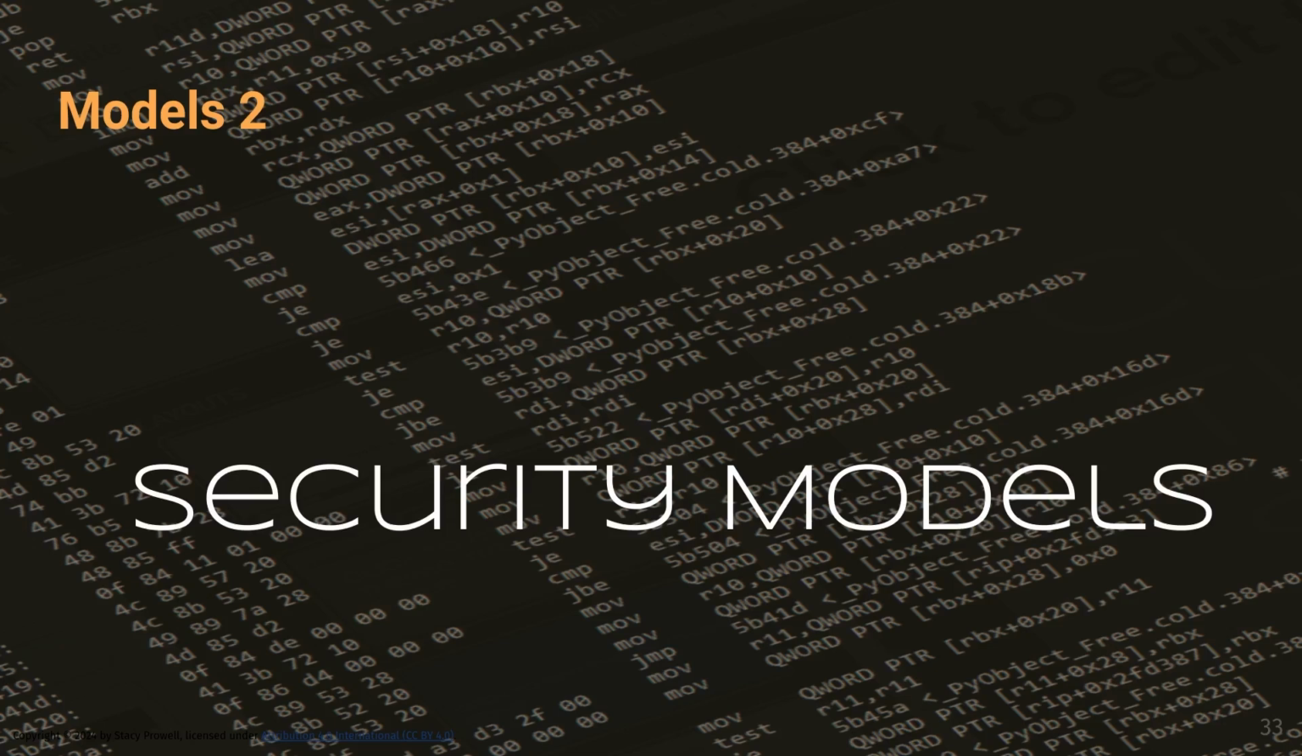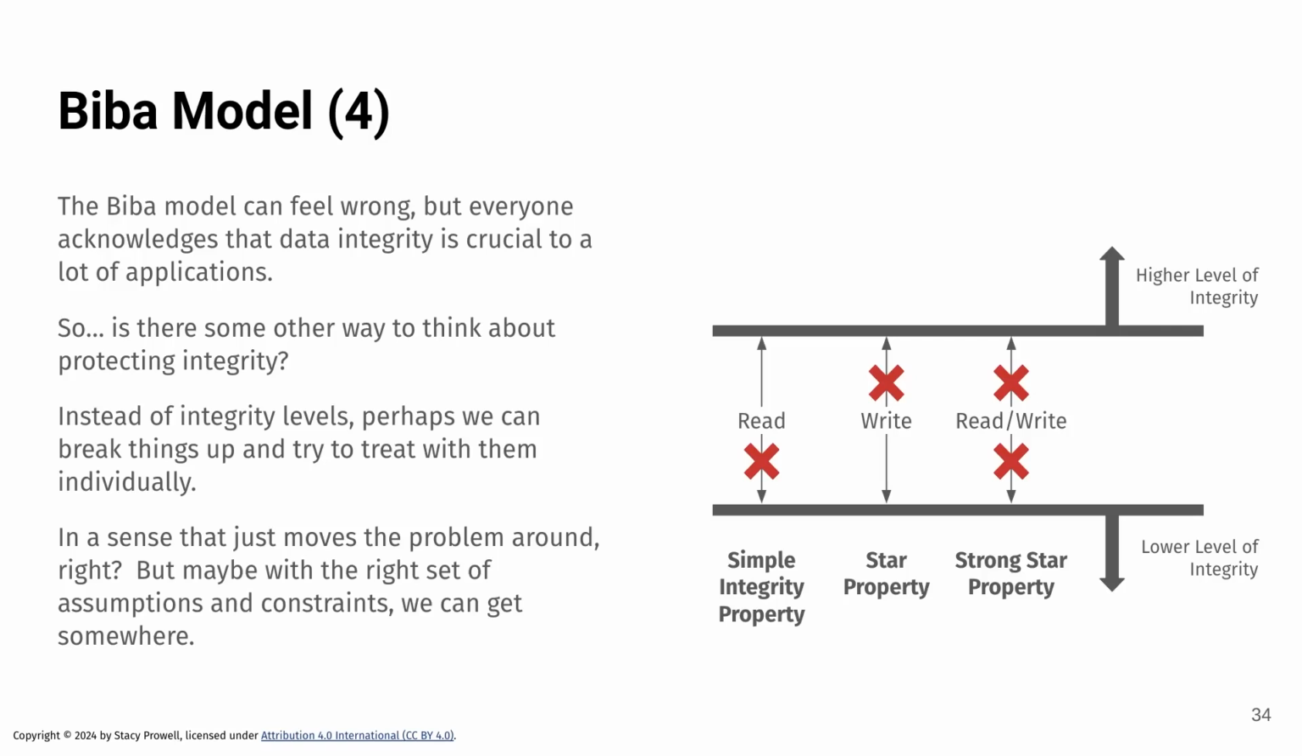So last time we talked about Bell LaPadula, and we talked about BIBA. And the BIBA model, I think, may have seemed a little odd to some of you. In particular, this notion that I can read up, but I can't read down? That seems a little bit odd, right? Well, sure, I can read things that are at a higher level of integrity, but I can't read from things that are at a lower level of integrity.